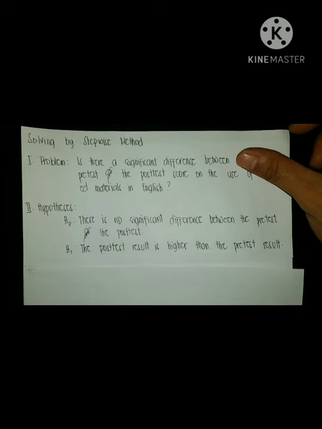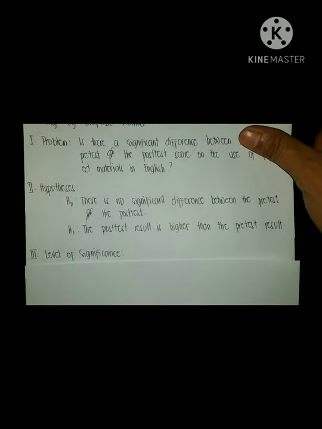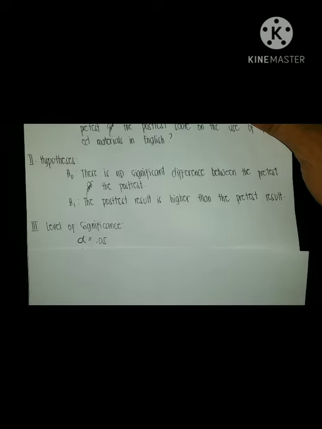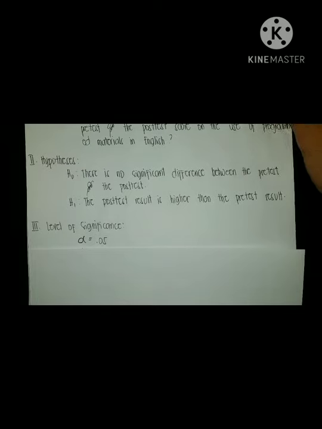Next will be the level of significance. First will be the alpha. Alpha is equal to 0.05. In our example, alpha is not given or stated, so we will be using alpha at 0.05. So, if the alpha is not given in any problem, use alpha at 0.05.